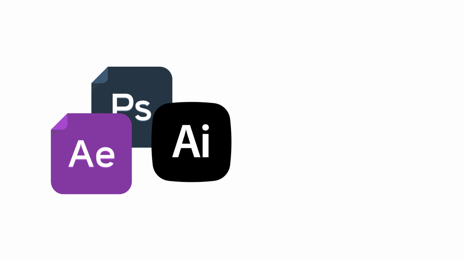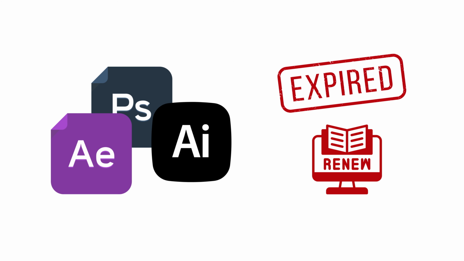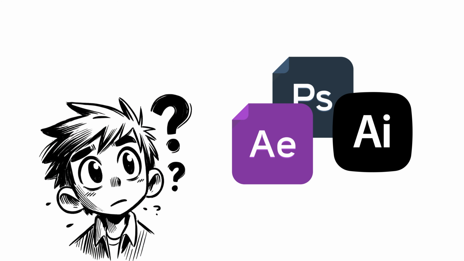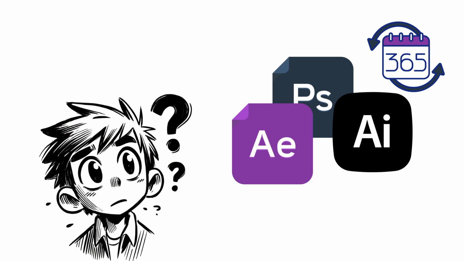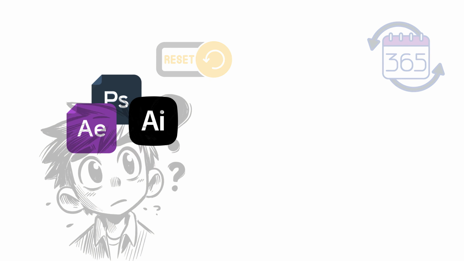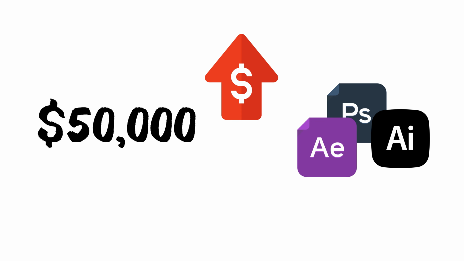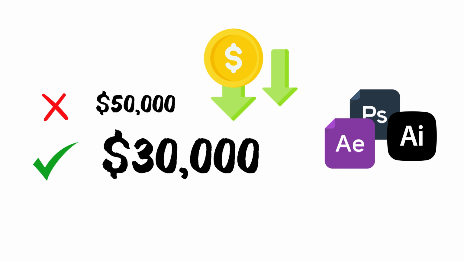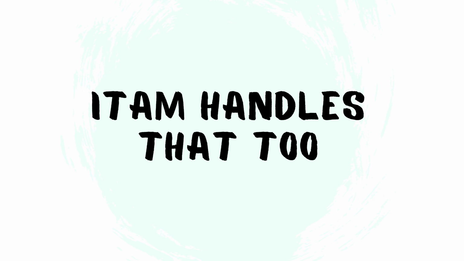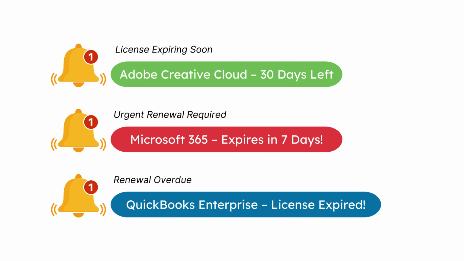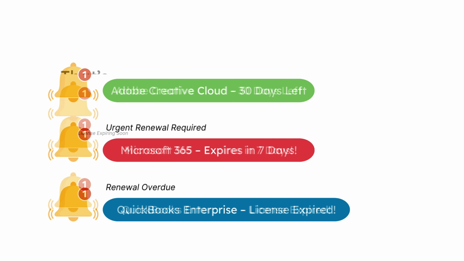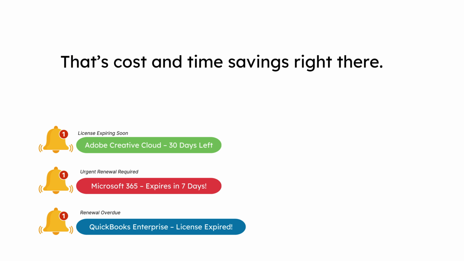Software licenses carry another pain: expiration and renewal. Some software often has tiered licenses that renew yearly. If you forget to reassess before expiration, they might auto-renew at a higher tier, say $50,000 instead of $30,000, for a scaled-down plan. ITAM handles that too. It sends alerts days, weeks, or even months before a license expires or needs review. That's cost and time saving right there.